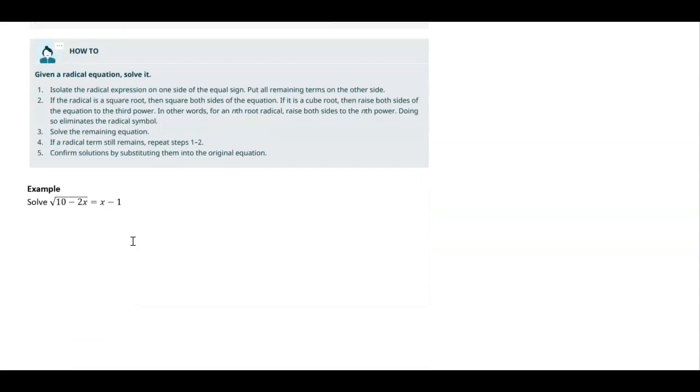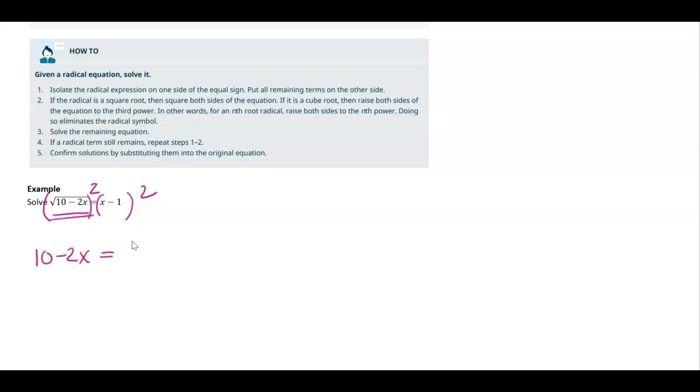We want to make sure that we isolate the radical on one side of the equal sign. If the radical is a square root, then we're going to square both sides. So if we look at this example, I have the square root of 10 minus 2x equals x minus 2. I did isolate the radical already in this problem. It's how it was given, and it is a square root, so I'm going to square both sides. When I do that, I cancel out my square and my square root on the left-hand side.